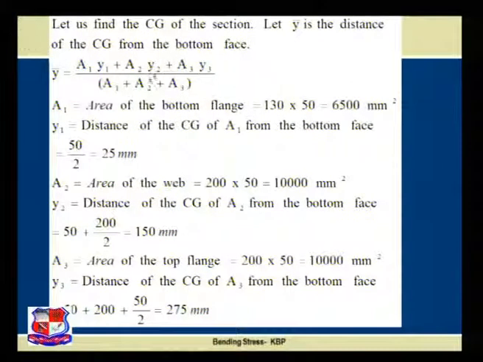Now visualize: A1 is the area of the bottom flange, that is 130 into 50, that is 6500 mm square. Y1 is the distance of the CG of area A1 from the bottom face. As the thickness of the bottom flange is 50 mm, 50 by 2, that is 25 mm, is our Y1. A2, that is the area of the web, is 200 multiplied by 50, 10,000 millimeters square.